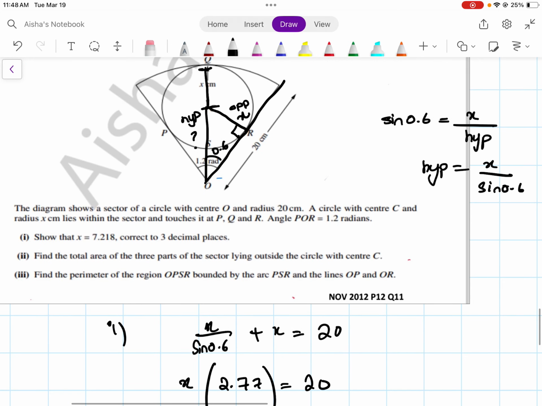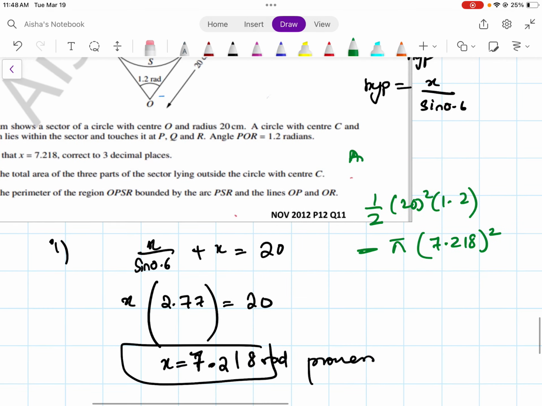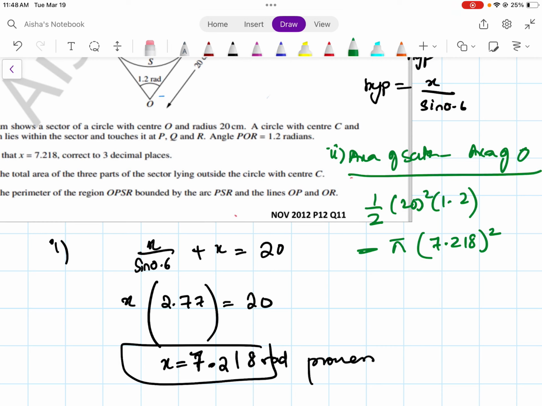Now find the total area of the three parts of the sector lying outside the circle. Okay, so it basically means the bigger sector minus the circle area, which is going to be half r square theta minus pi r square. Area of sector minus area of circle. This is the second part. So 0.5 into 20 square into 1.2, 240 minus 7.218 square into pi gives you 163.7. 240 minus that, 76.32 is my answer.